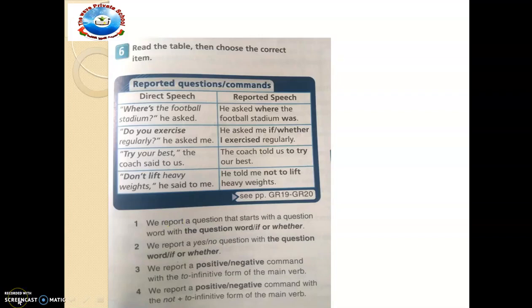Now, having taken notice of that, I want us to read this. It says direct speech and reported speech. Where is the football stadium? He asked. You can see how it is reported. He asked where the football stadium was. Do you exercise regularly? He asked. See the reported speech. He asked me if, or he asked me whether I exercised regularly. Did you get that right?